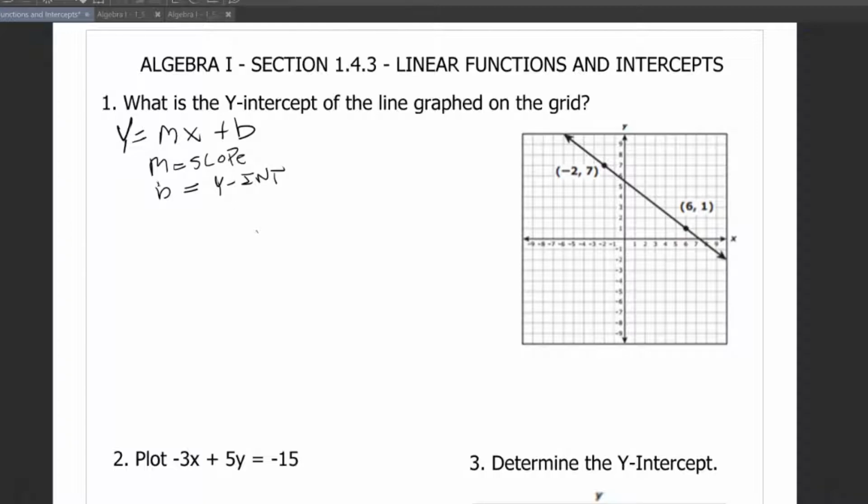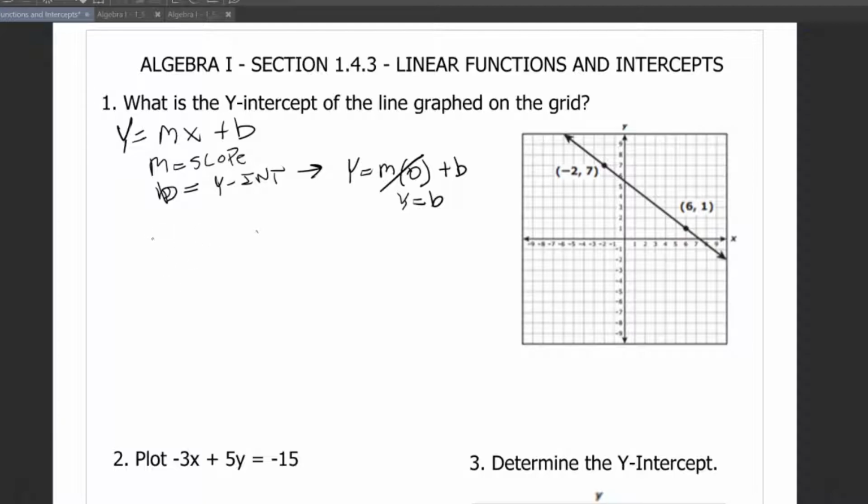Why is b the y-intercept? Because whenever x equals 0, like I said before, y is going to equal some value, right? So, for example, y equals m, which is the slope, times x equals 0, plus b. Whenever x equals 0, that means this term goes to 0, so we know that y equals b. Thus, b is the y-intercept.